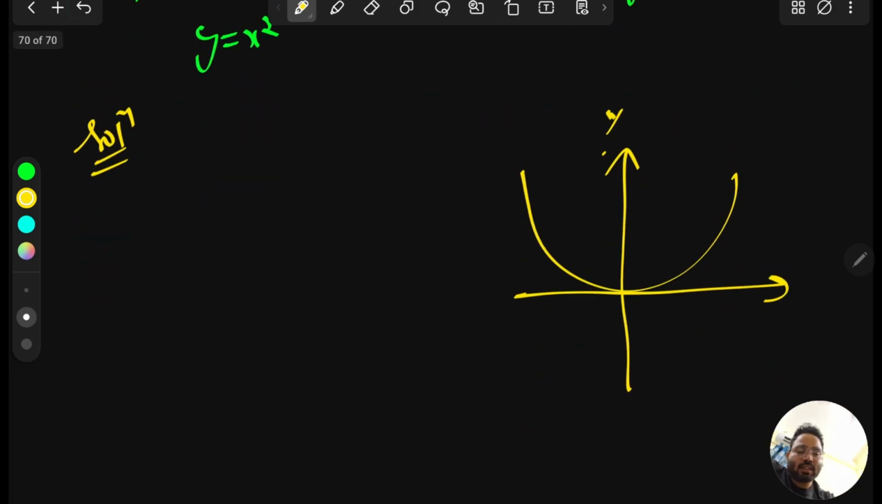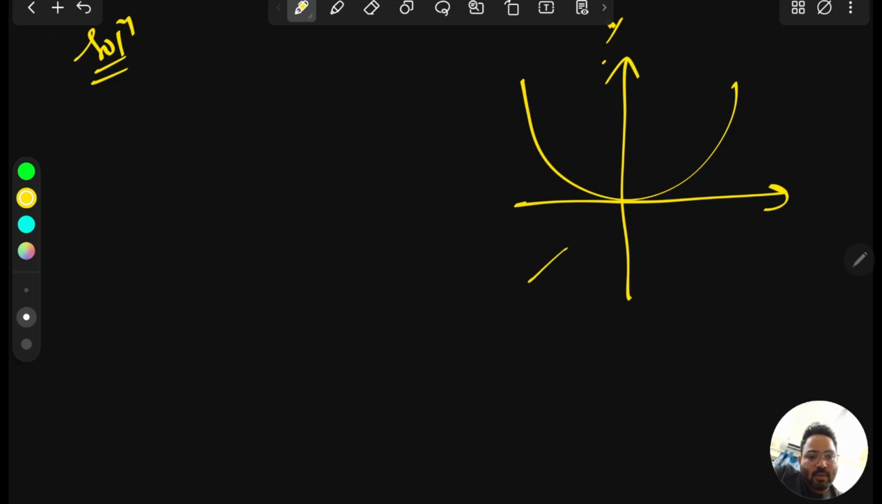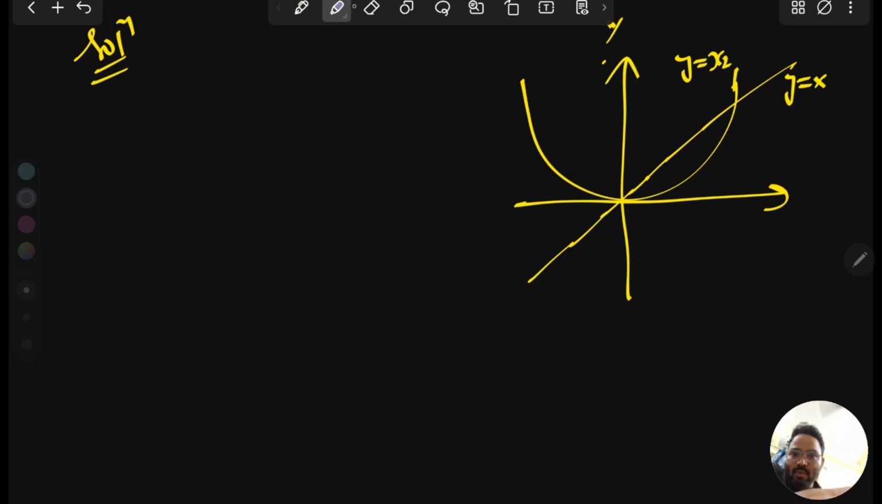Now y equal to x is the line which is passing through the center, making an angle of 45 degrees. So this is the line, and this is our parabola y equal to x square. Now we have to find out the area. This area we have to find out.